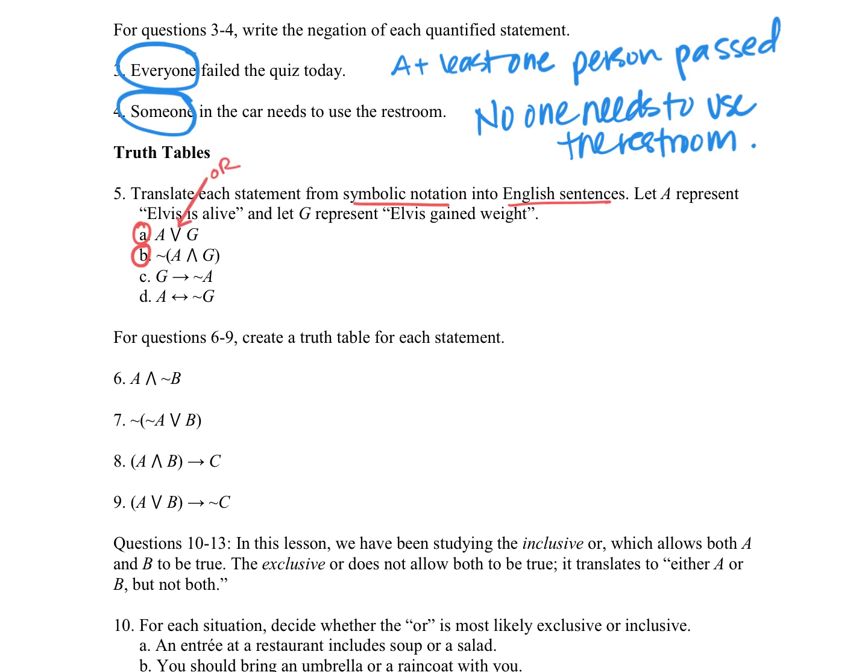So we're going to say Elvis is alive. Or the G is Elvis gained weight. So we're going to say or gained weight. Or he gained weight, however you want to write that.